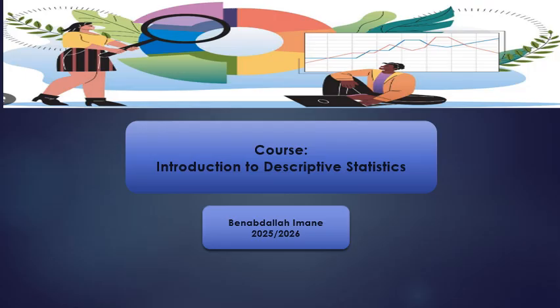Introduction to descriptive statistics. Statistics plays a fundamental role in understanding and analyzing data. In this course, we will learn the basic concepts of and techniques used to summarize, organize, and interpret data effectively. By the end of this course, you will be able to describe datasets, compute important statistical measures, and draw meaningful conclusions from data. Let's begin.